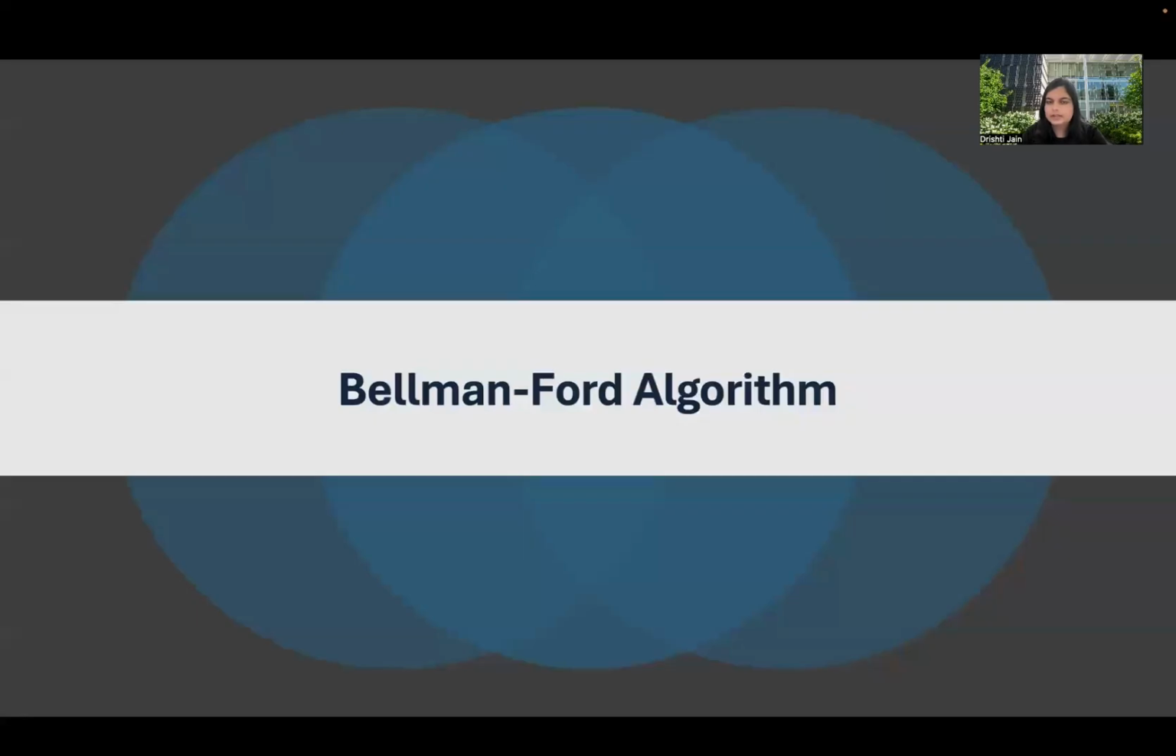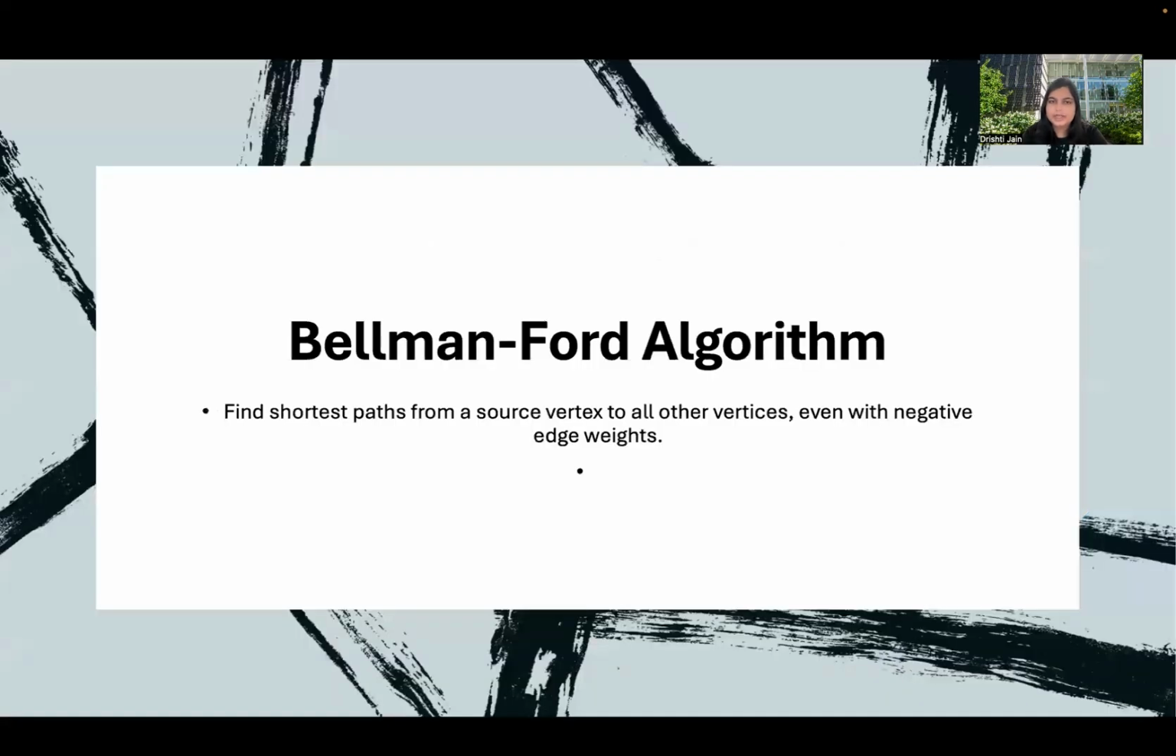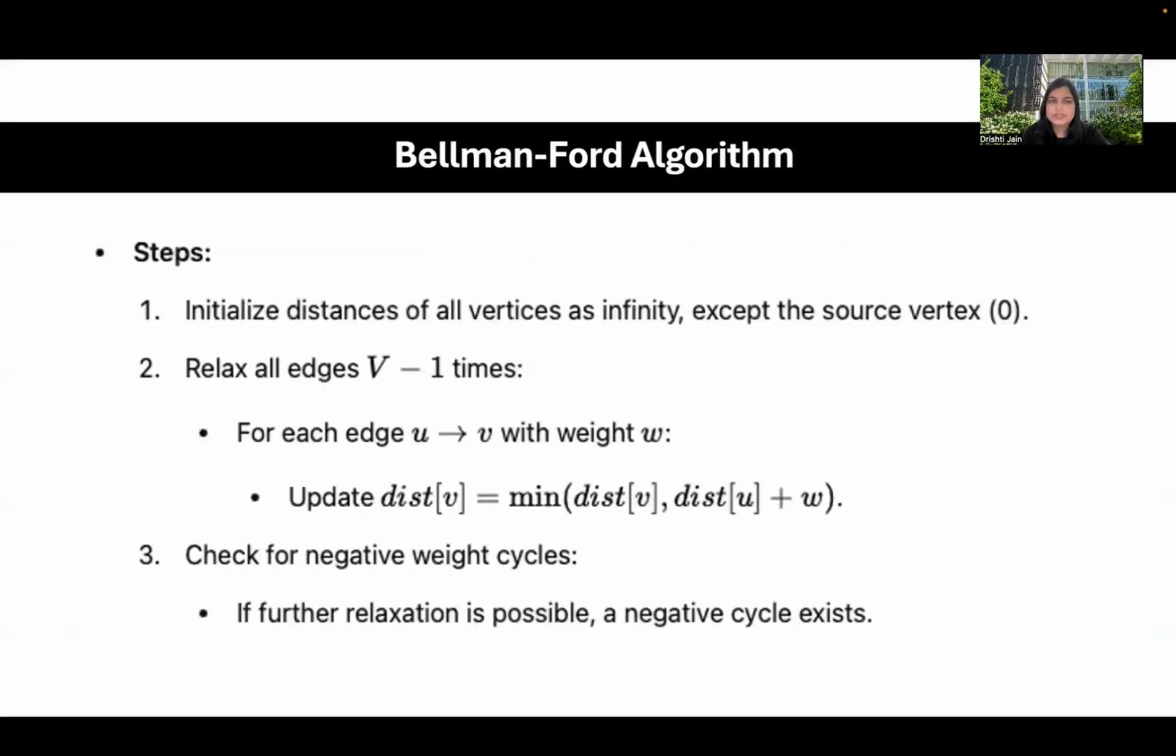Let's now look at the other algorithm, that is the Bellman-Ford algorithm. In Bellman-Ford algorithm, you find the shortest paths from the source vertex to all other vertices, even with negative edge weights. So this overcomes the drawback of Dijkstra's algorithm of not being able to handle negative weight. Let's see the algorithm steps for Bellman-Ford. Initialize the distances of all vertices as infinity except the source vertex. Mark it as 0.